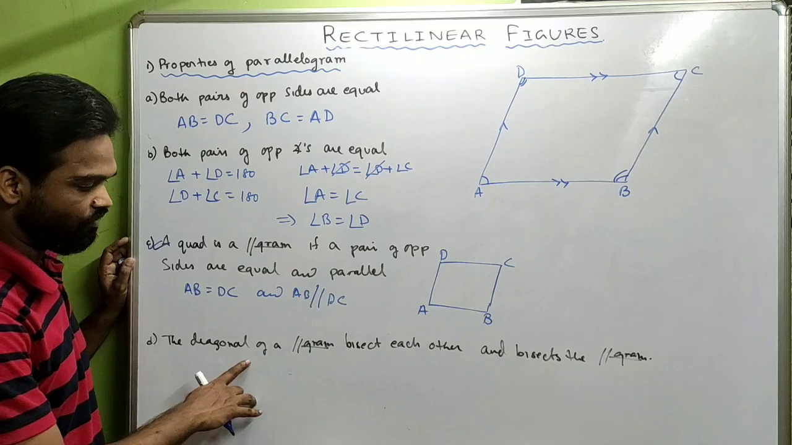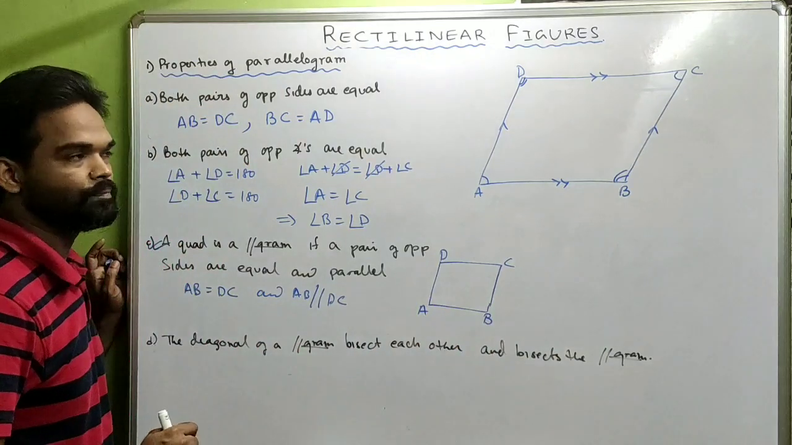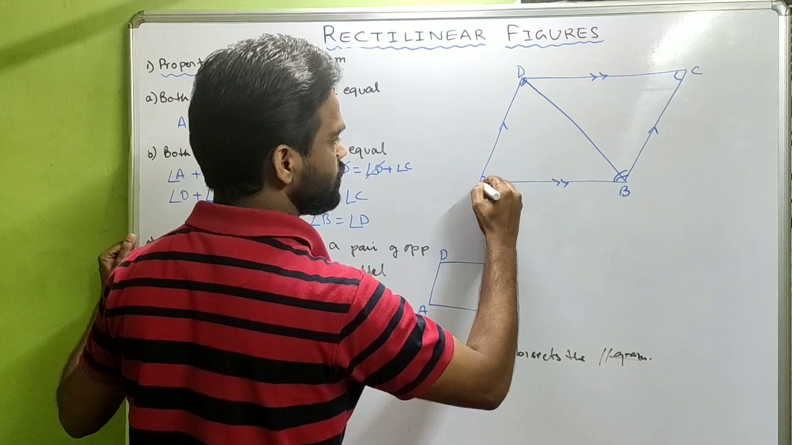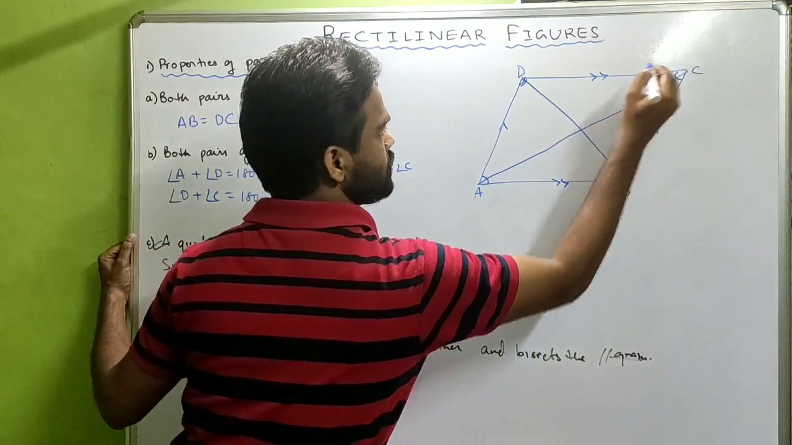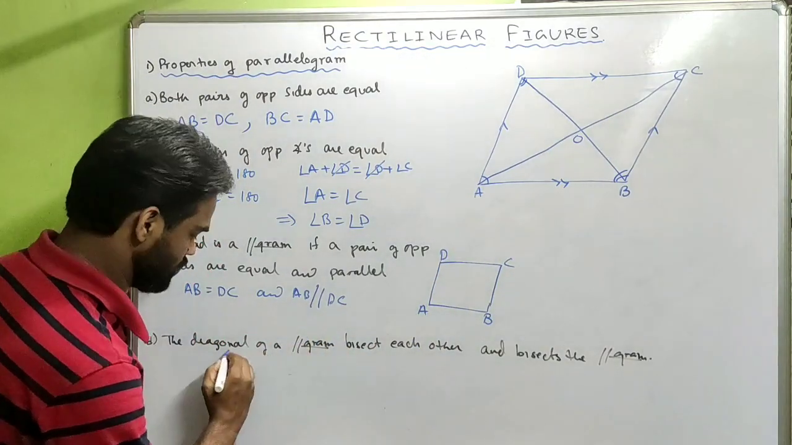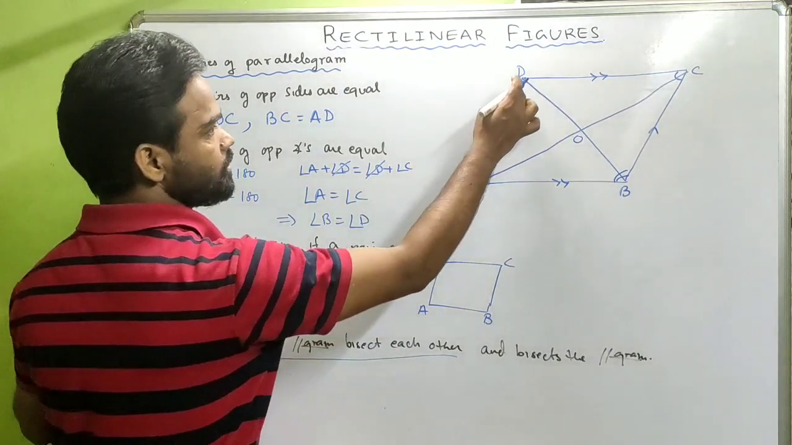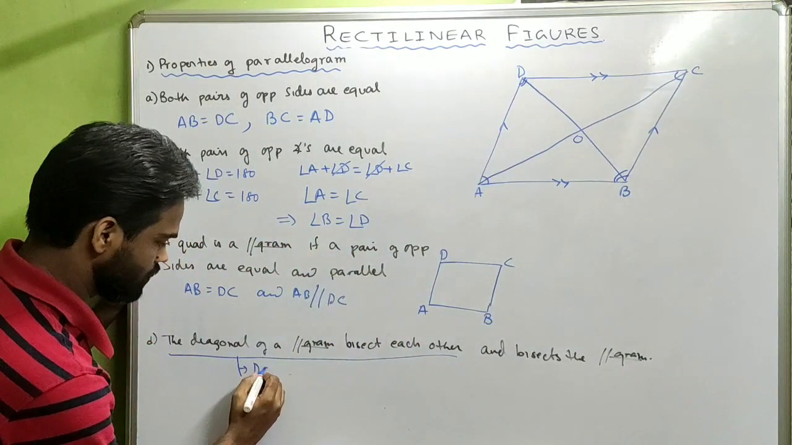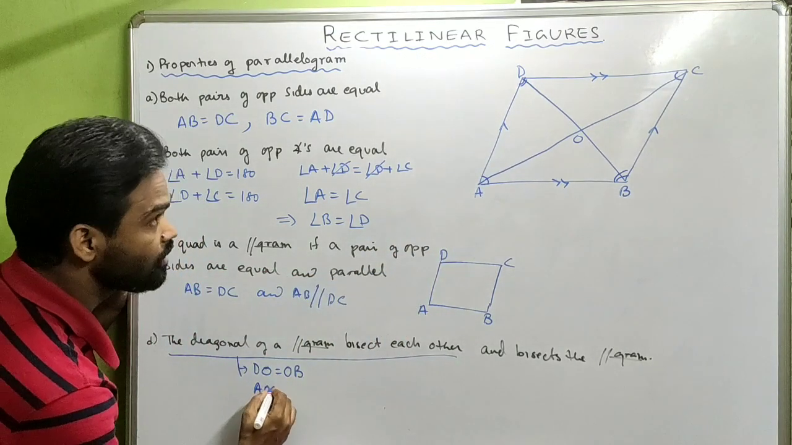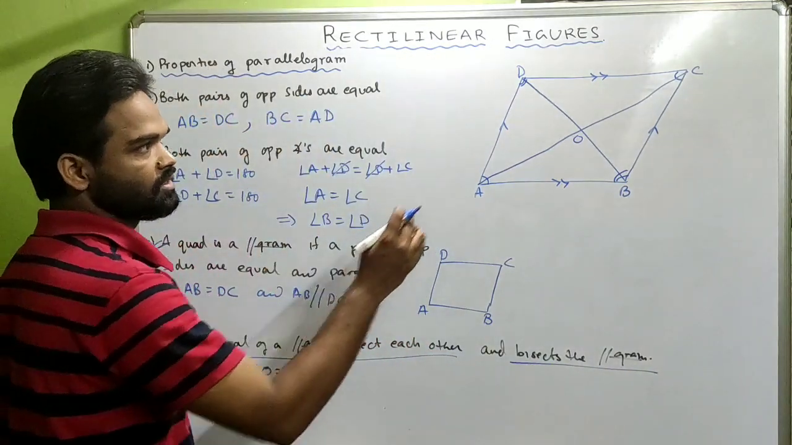Now, number D. The diagonals of a parallelogram bisect each other and bisect the parallelogram. Which simply means, see, this is the diagonal. Suppose this is O. The diagonals of a parallelogram bisect each other, which means we need to prove that DO is equal to OB and AO is equal to OC.